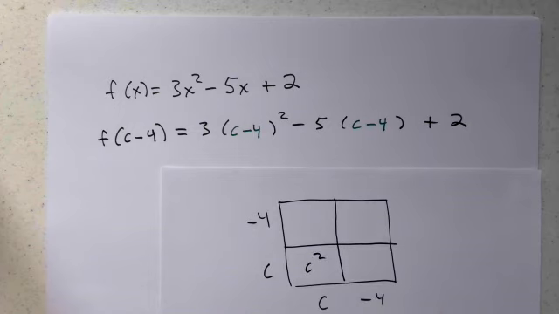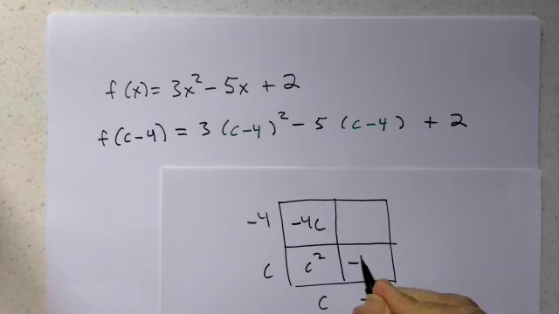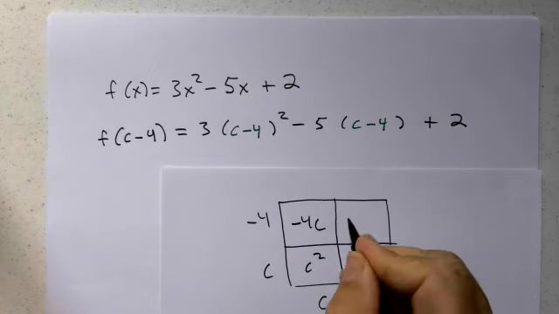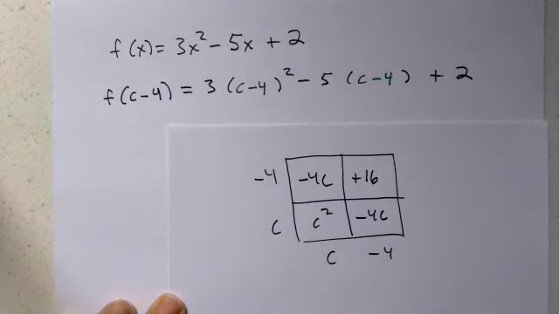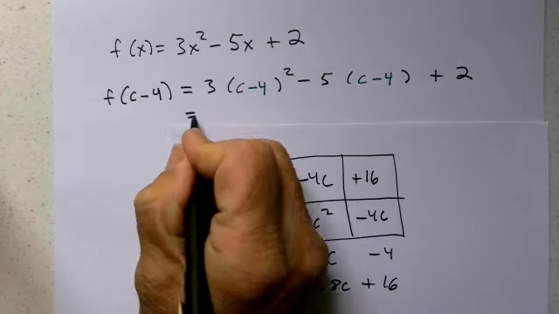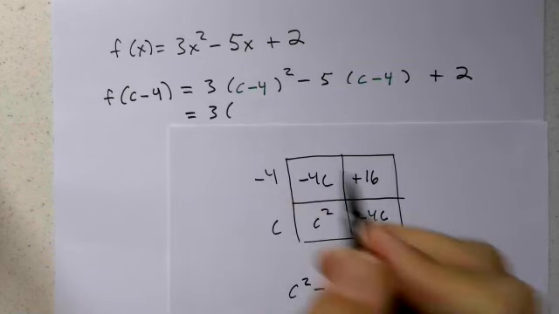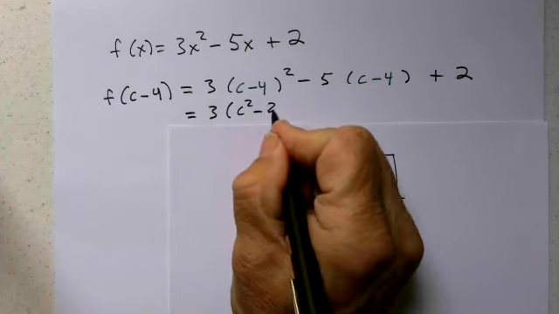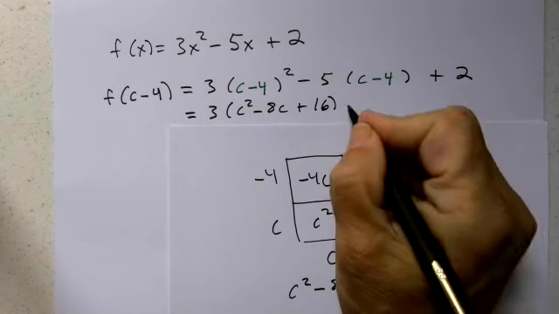C times c is c squared. Negative 4 times c is negative 4c. Negative 4 times c is negative 4c. Negative 4 times negative 4 is positive 16. Add all those together, what do I get? I get c squared minus 4c minus 4c, which is minus 8c, plus 16. That's what c minus 4 squared is. So replacing that up here, we're going to get 3 times c squared minus 8c plus 16, minus 5 times c minus 4, plus 2.